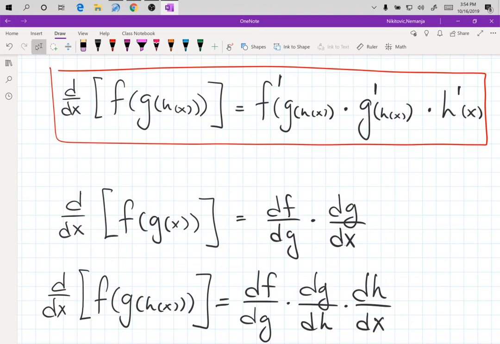So we'll take a break, about 300 seconds or whatever. Then when you come back, the implicit differentiation.